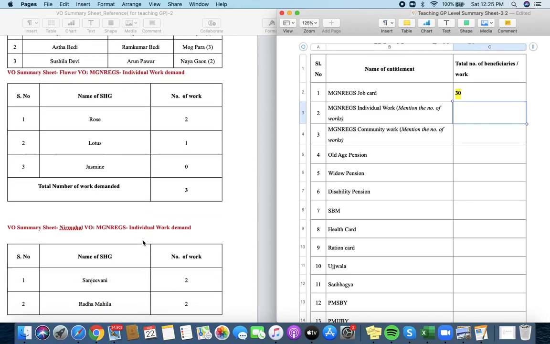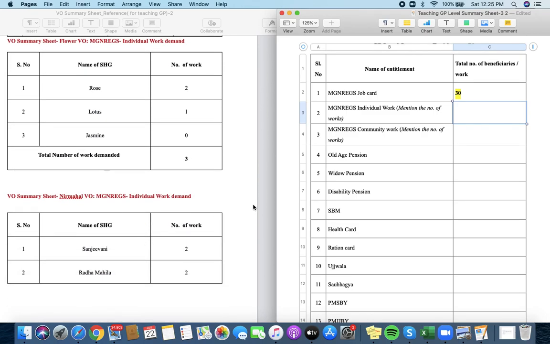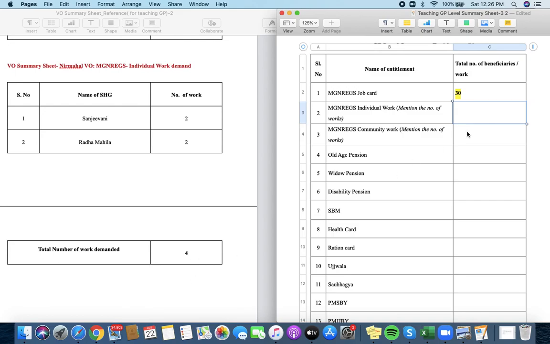Now when we go to NREGA work demand, we are not collecting any data for the people who are from outside the SHG. So here the total work demanded is 3 and in Nirmahal VO it is 4. So the total individual work will be 7.